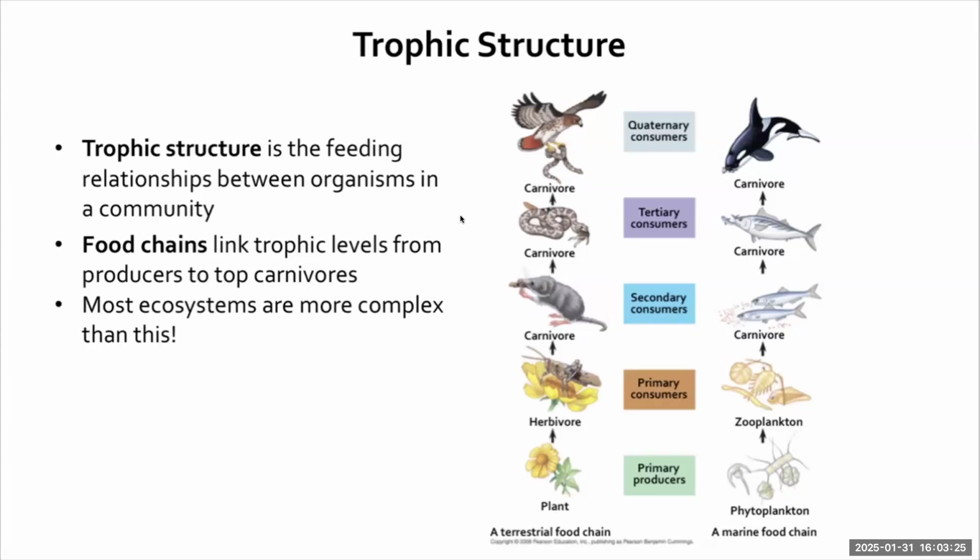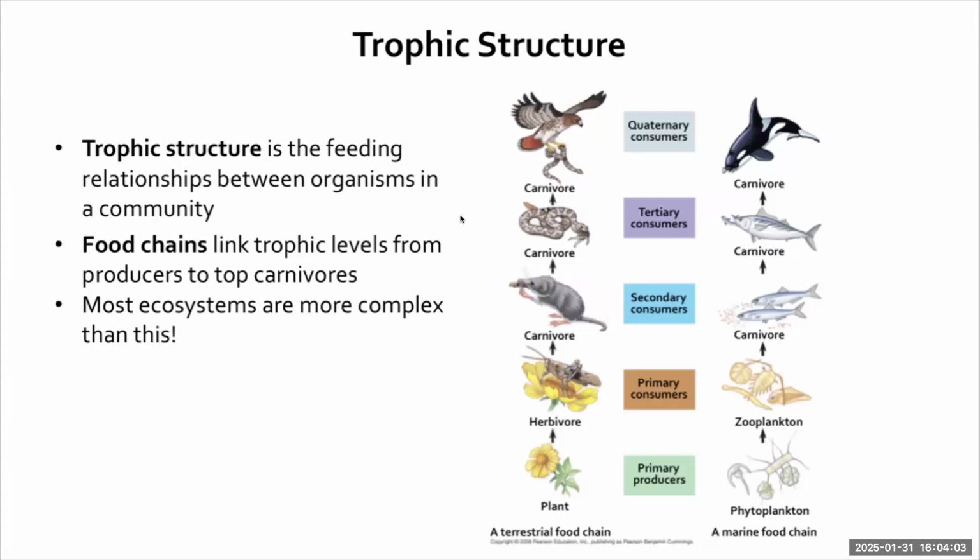So remember, producer is the term that refers to autotrophs that are capable of photosynthesis. Consumers are not able to make their own food, so rely on consuming food. So in a terrestrial food chain, a primary producer would be a plant. In a marine food chain, that could be some algae or some phytoplankton. So they are at the base of the food chain. These are the organisms that are taking the energy in sunlight and converting that into biomass, a form of energy that then is available to the rest of the ecosystem.